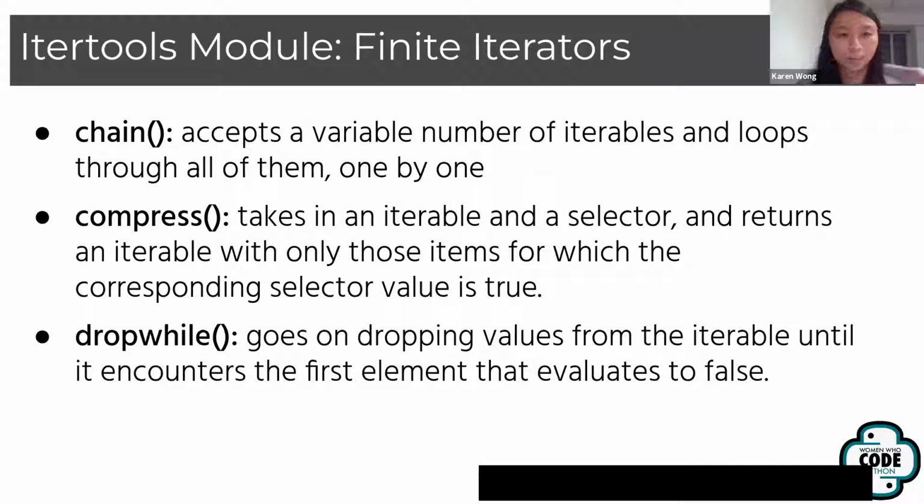So we also have chain. It accepts a variable number of iterables and loops through all of them one by one. Compress is a function that takes in an iterable and a selector and returns an iterable with only those items for which the corresponding selector value is true. Dropwhile, we will be going through, it goes on dropping values from the iterable until it encounters the first element that evaluates to false.